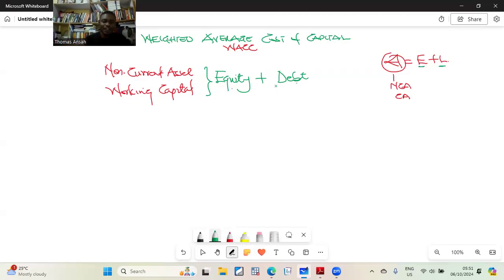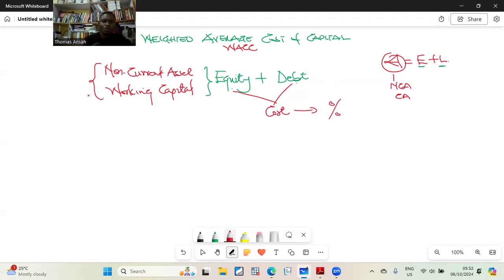We know that these are the sources of finance, but how much will it cost us? We will express the cost in the form of a percentage, for us to get the money from the equity shareholders or the debt holders to be able to finance our working capital. So we are going to calculate how much it will cost us in terms of percentages, rates.